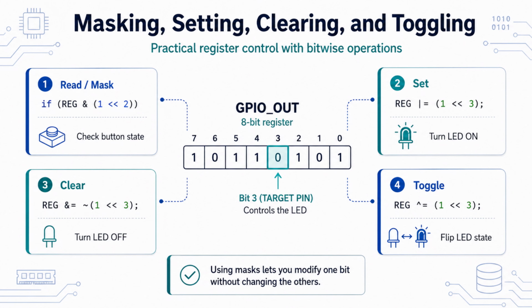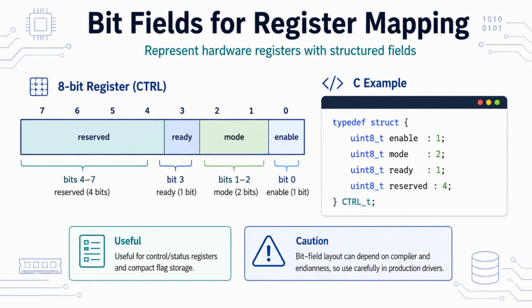The key idea is that masks let us control one hardware function while preserving every other bit in the register. Bit fields allow us to describe individual parts of a register using a C structure. For example, an 8-bit control register may have bit 0 as enable, bits 1 and 2 as mode, bit 3 as ready, and bits 4 to 7 reserved. Instead of manually shifting and masking every time, we can represent these fields using a struct with bit widths. This can make register layouts easier to read and understand, especially for control and status registers.